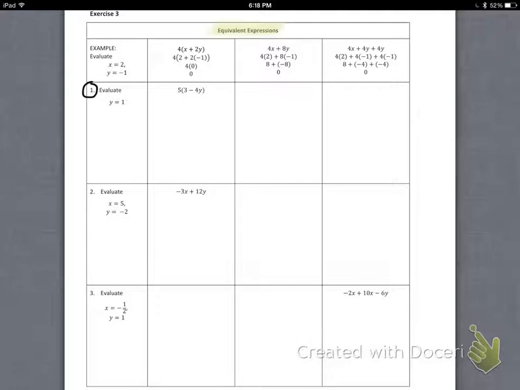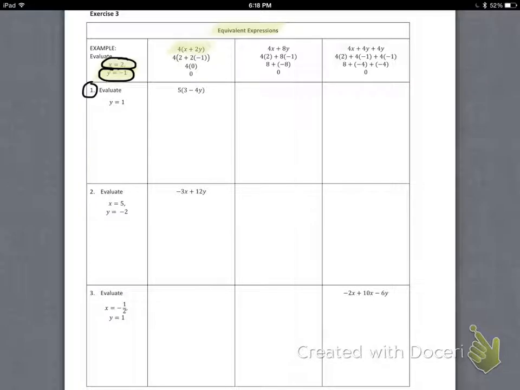Now in this example, first of all, they're telling you that x is equal to 2 and y is equal to -1. So these are the values you are going to plug in for x and y respectively, just like we did in the preceding problems with the popcorn cost, for example, and the small soda or soft drink cost. Now, the initial expression they are giving you, the first expression, is this one right here, 4 times x plus 2y.